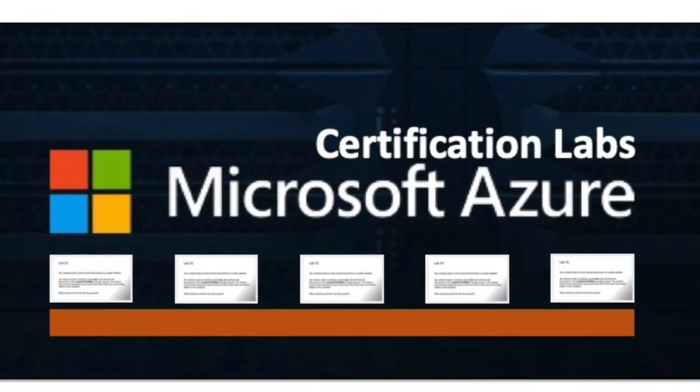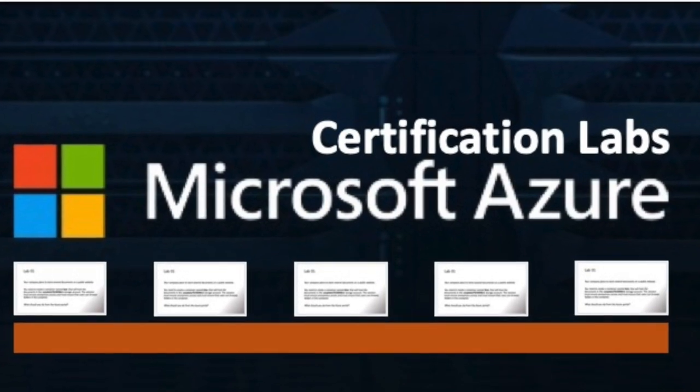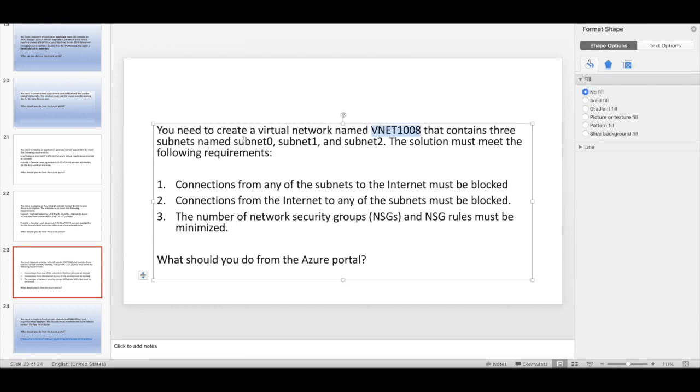Hello, so in this video we'll see 5 lab questions and how to do and achieve them through the portal. So let's see the first use case. Here we need to create a virtual network that contains 3 subnets, subnet 0, 1 and 2. The solution must meet the 3 criteria.